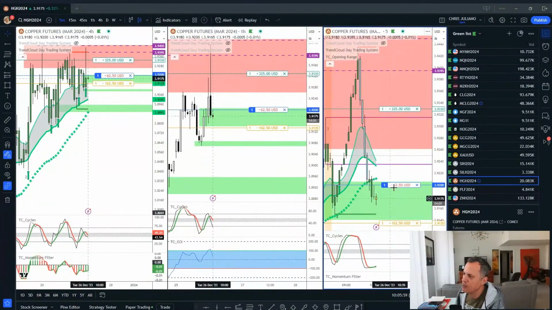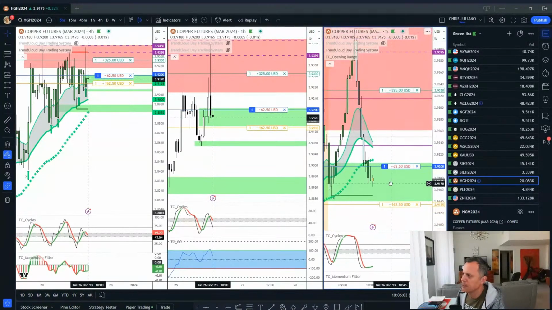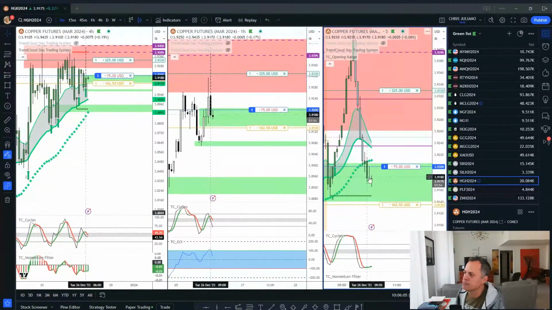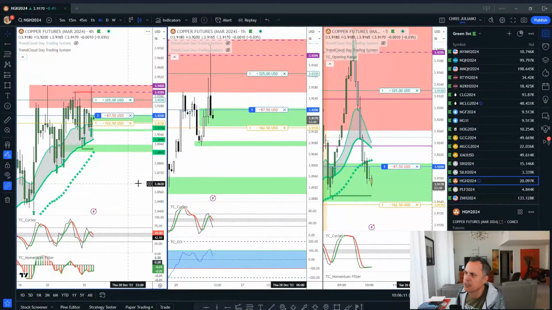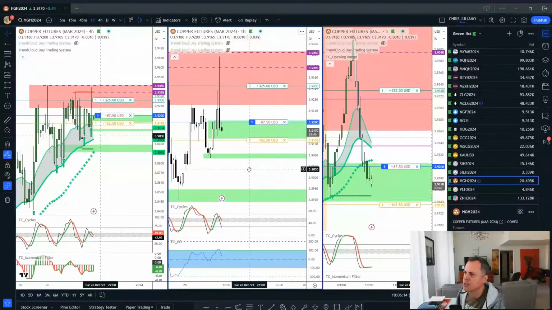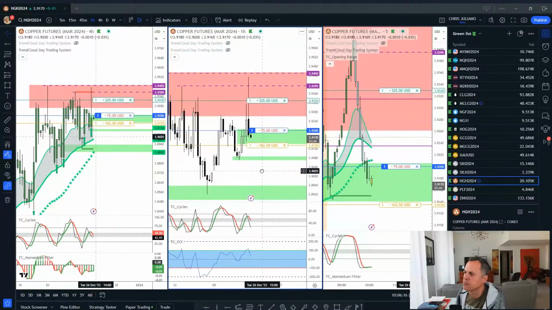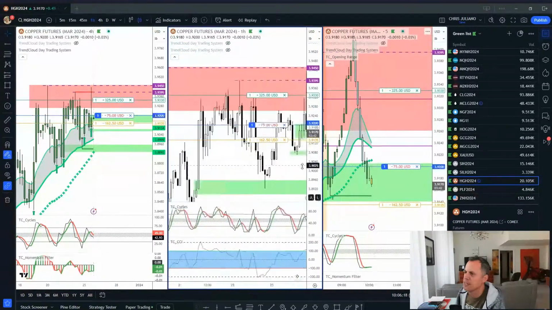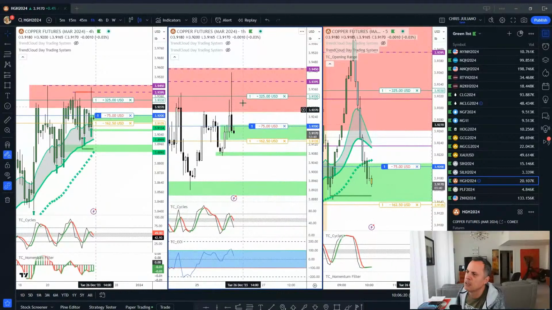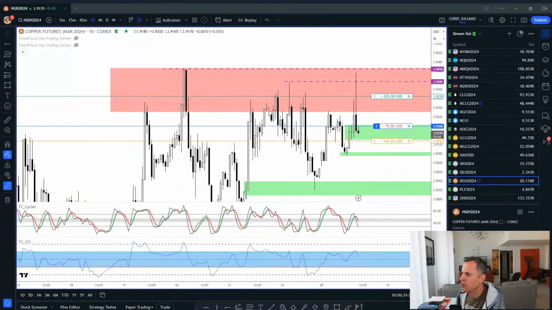Okay, so now we've recalculated on copper. Does it want to go sideways? Does it want to continue the move up? Or are we going to have some kind of trend reversal here? I don't see us having trend reversal, although if you take a look at the 1 hour, this is all sideways movement, isn't it?